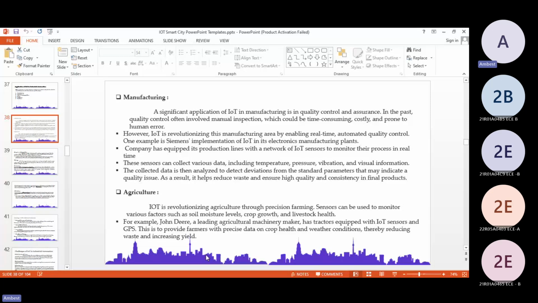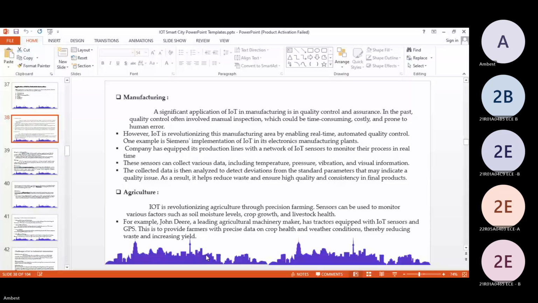Coming to the manufacturing of automotive, it is all about quality control and assurance. In the past, they were more concentrated on manual inspection, but these days it can be more time consuming, costly, and prone to human error. However, IoT in automotive manufacturing has enabled real time and automated quality control. Automation is just what the name says, automated processes, and it is mainly used in manufacturing.